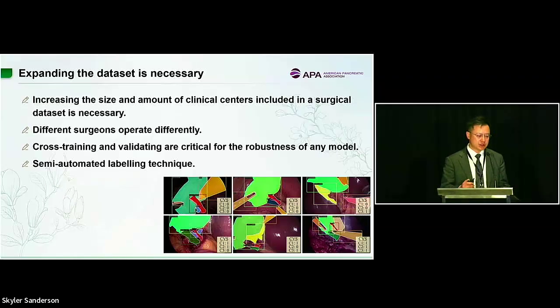And different surgeons have different routines and habits. Cross-training and validating is also critical for the robustness of the AI model. And in these years, we have several advanced techniques for semi-automated labeling. We only need to label 1 or 2 seconds, and we get 100 seconds from the AI technique.